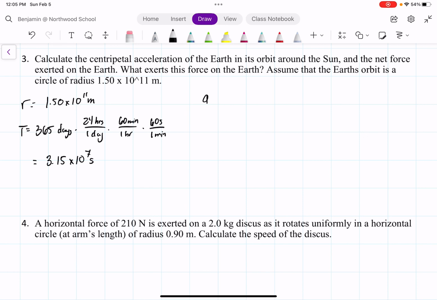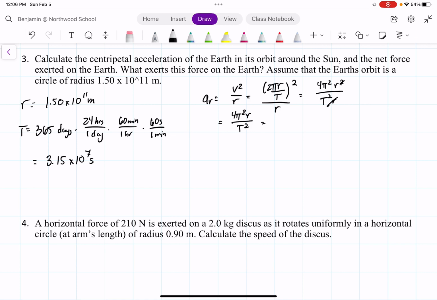Then we're going to use a_R equals v squared over r to find the acceleration, which means we have to use the function for the velocity that's related to the period. So we have (2 pi r over T) squared divided by r. If we square that out, we get 4 pi squared r squared over T squared r, and r is going to cancel, and we get 4 pi squared r over T squared.